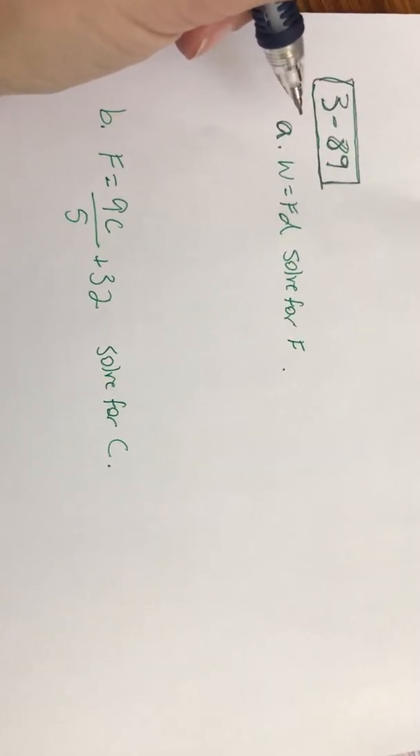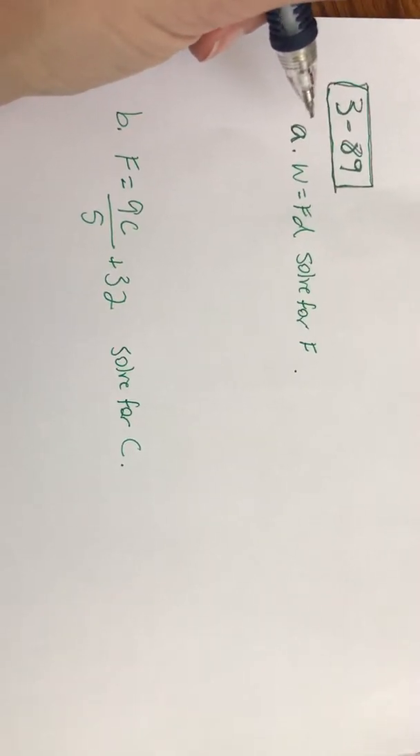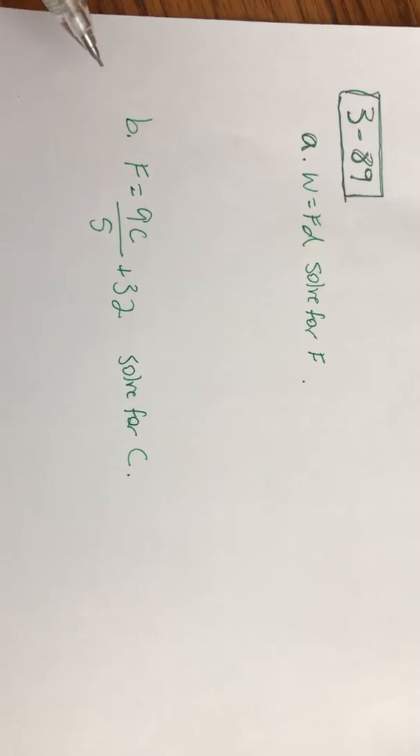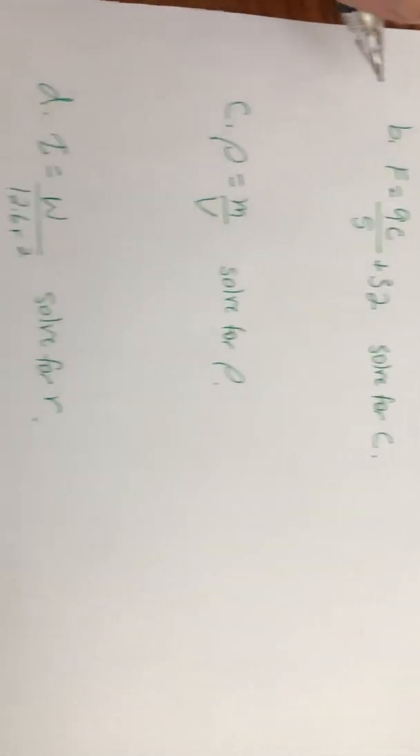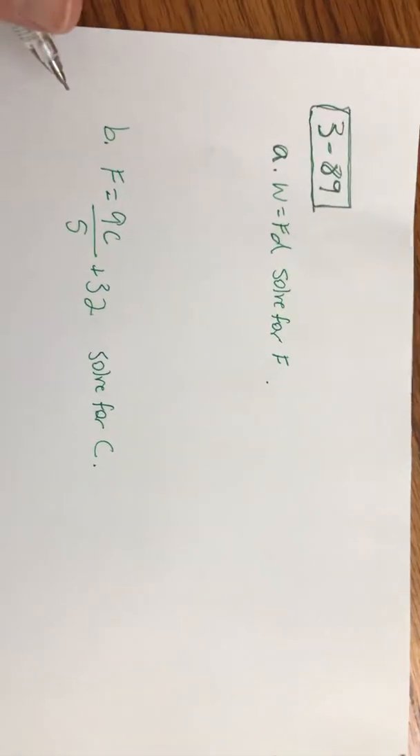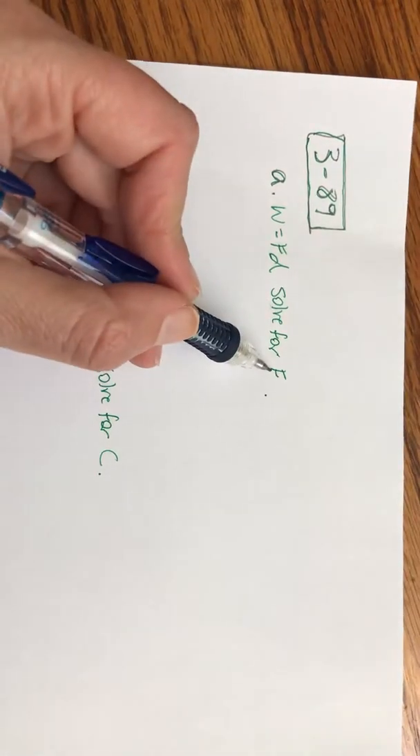So solving equations for a specific variable is a skill that we're supposed to have in algebra. They're using all these science equations and having you practice some of your algebra skills. So for example, the first problem they want you to solve for f.